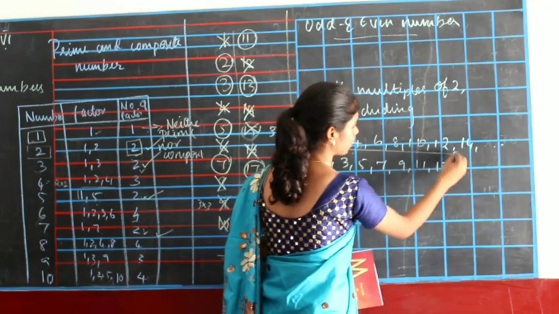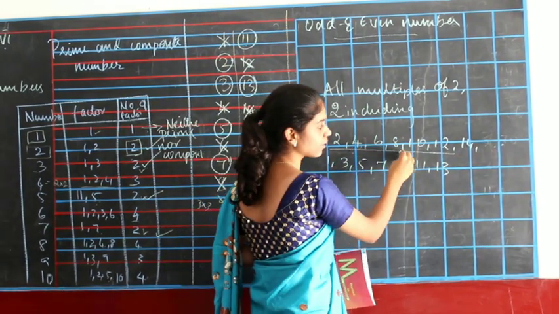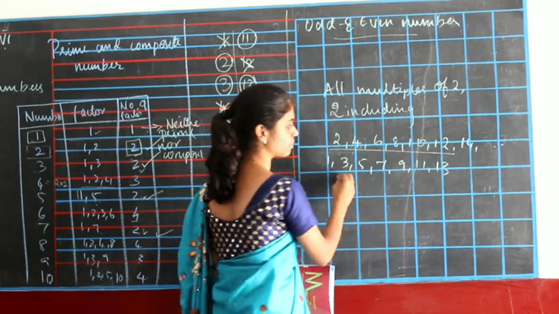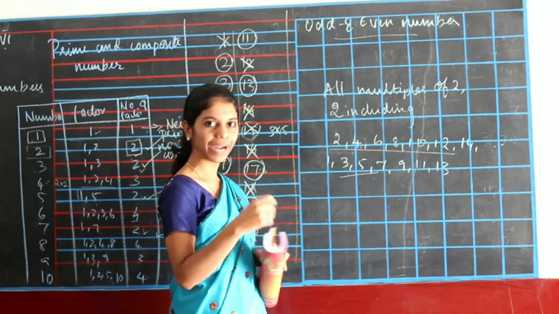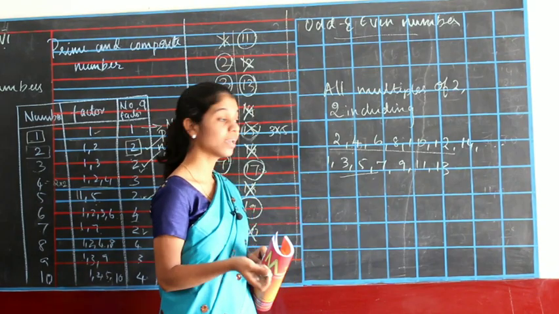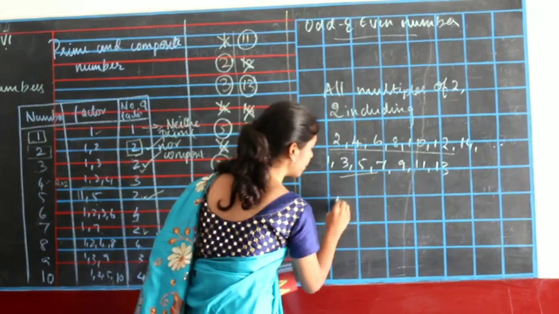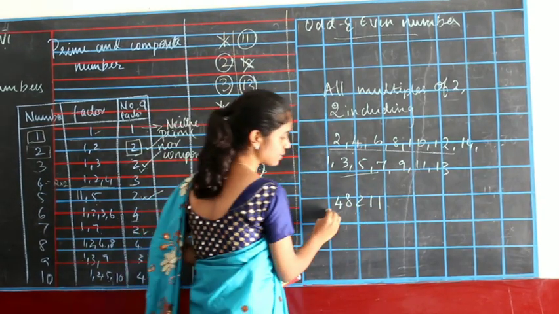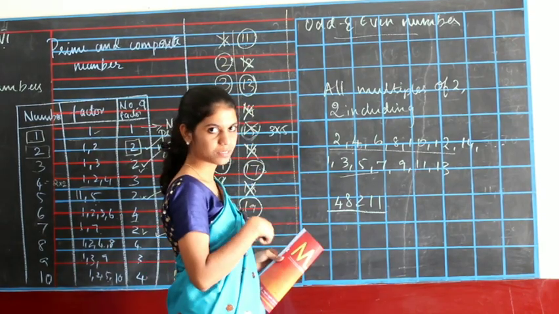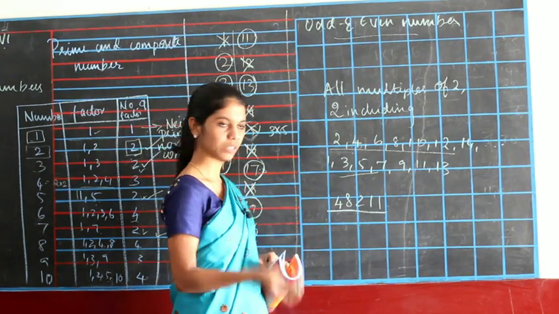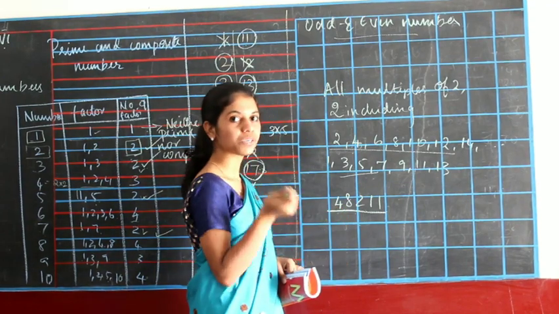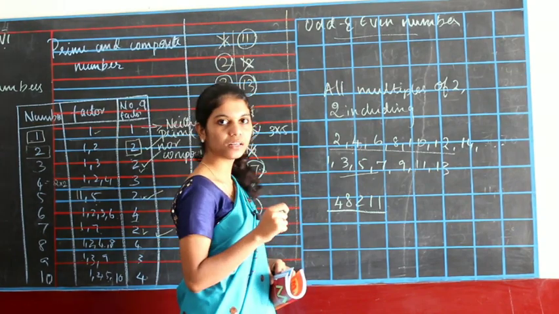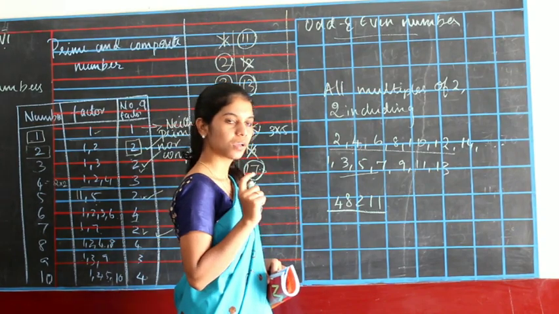So you can see here 2, 4, 6, 8 are all even numbers, and 1, 3, 5, 7, 9 are all odd numbers. And it is really easy to find which number is even and which is odd, even in big numbers. For example, 48211. To find whether it's even or odd, you can use two methods. One, divide this by 2. If you get remainder 0, then it is an even number. If you get any other remainder, then it is an odd number.